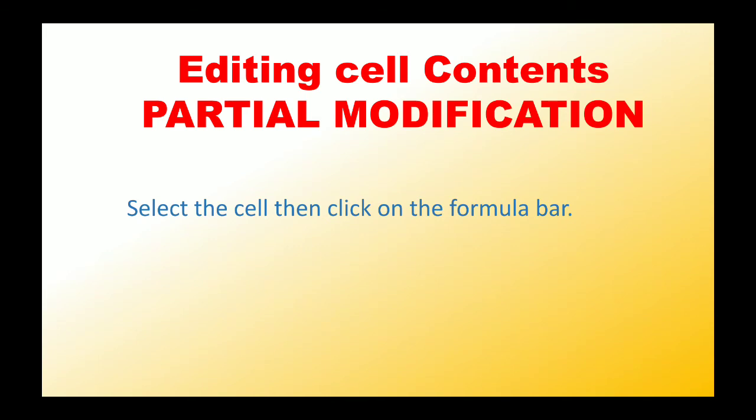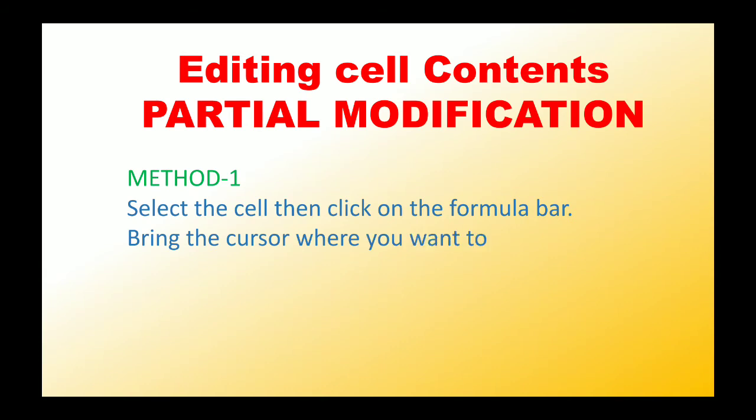First, select the cell and click on the formula bar. After that, bring the cursor where you want to insert or delete characters. So actually what we have to do in partial modification: suppose we have typed some data in a spreadsheet, then either we have to remove something from the data or we have to add something to the previously available data. So this is called partial modification.